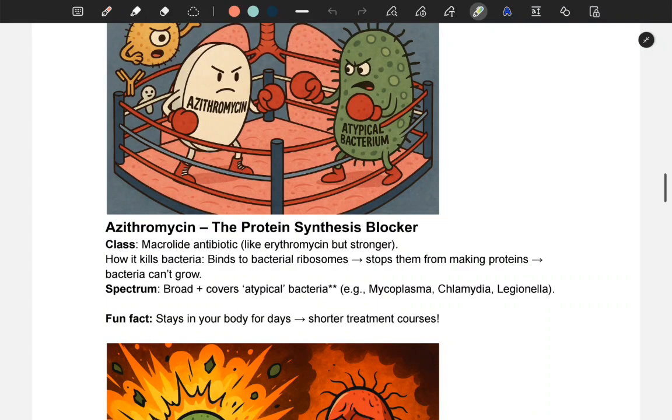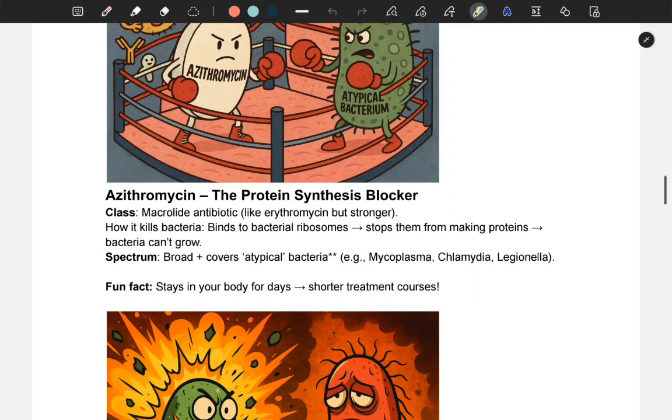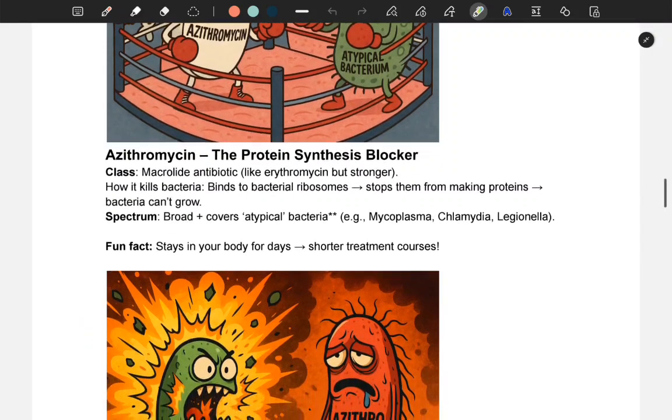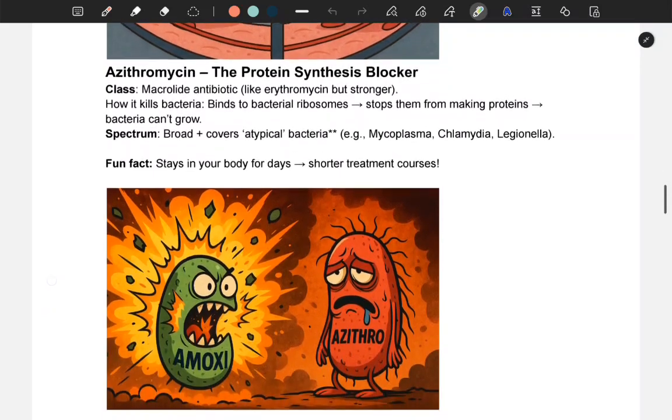Now comes azithromycin. It is a protein synthesis blocker. It's bacteriostatic, not bactericidal. It belongs to the macrolide class of antibiotics. It works by binding to the bacterial ribosome, the 50S ribosome, as we saw. So these antibiotics stop the bacteria from making proteins, and that's how they stop bacteria from growing. Because there is no protein synthesis happening, the bacteria are not able to grow.